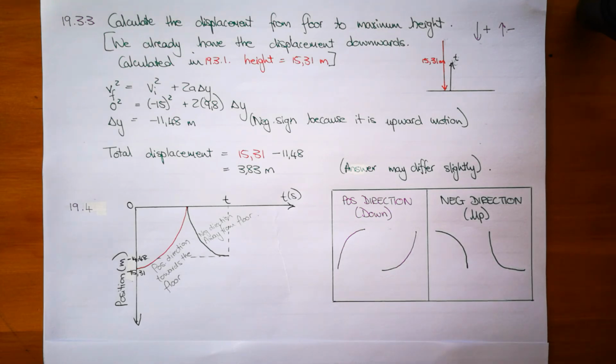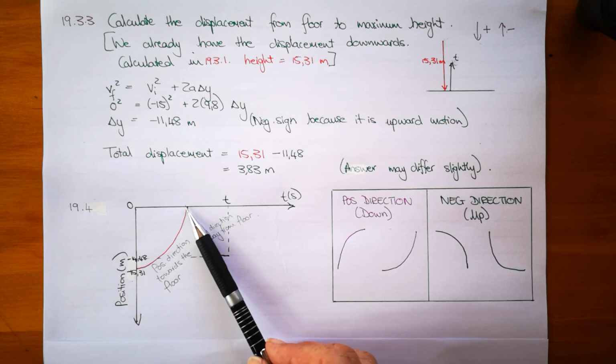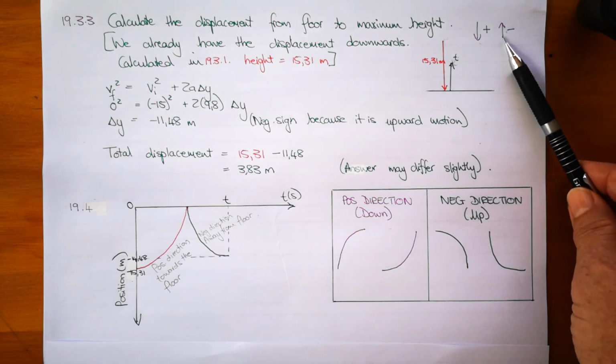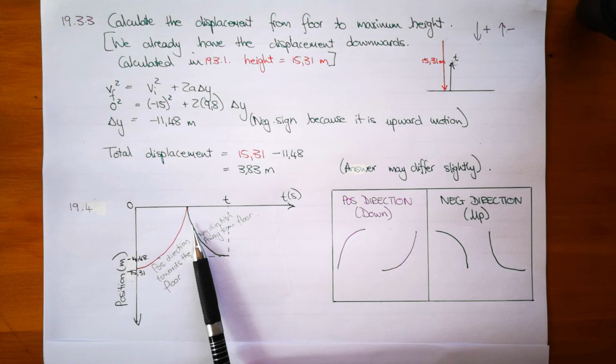So our ball is going down in a positive direction. So we start here, we go towards the floor. It's going faster and faster, so the gradient is becoming steeper and steeper. It starts, we write it as negative 15, goes towards the floor or the ground. The ground is your reference point. Positive direction towards the floor. And then it bounces away from the floor, which is upwards, and up is negative. So it must come away.